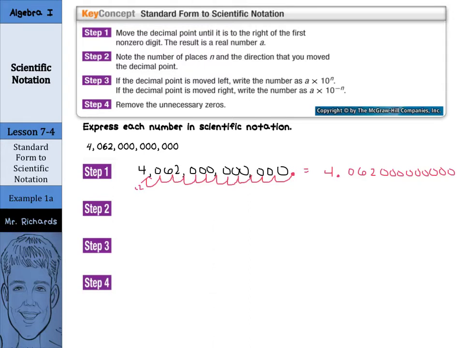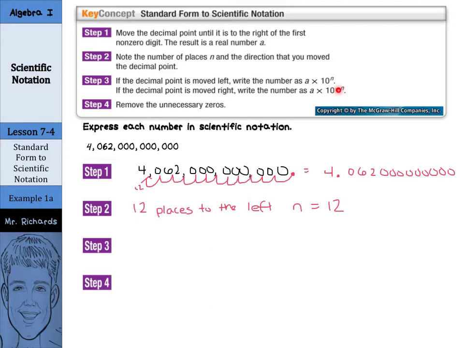Now step 2 says, note the number of places n in the direction you moved the decimal point. Well, we moved it 12 places to the left. So by the way, that means n is going to equal 12. If the decimal point is moved left, write the number as a, which is this thing, times 10 to the n. And so we move to the left, so this is going to be a positive n, not a negative n.